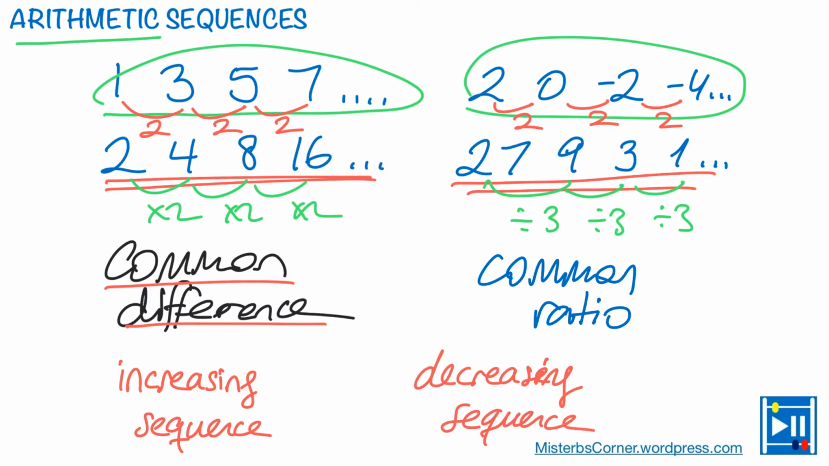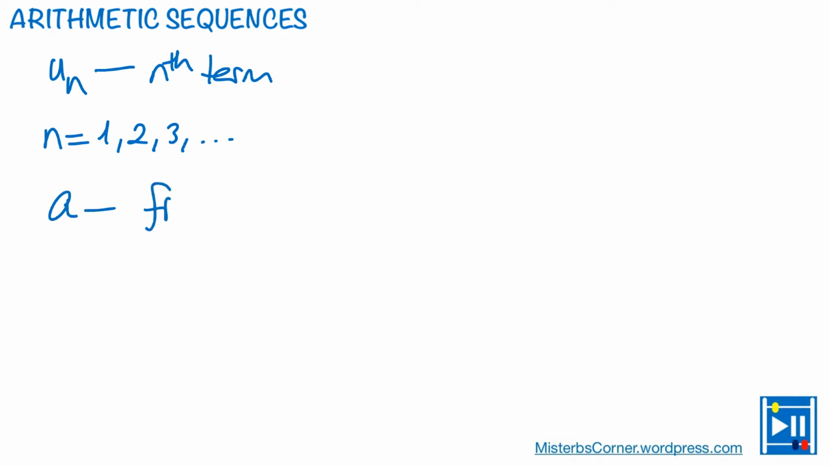Now, let's go with some details about arithmetic sequences. So we write the general term as u sub n. This is the nth term, that's what we call. And what happens is the subscript n starts from 1 and goes up to infinity. So these are positive integers we're talking about. And a is the first term, whereas d is the common difference.